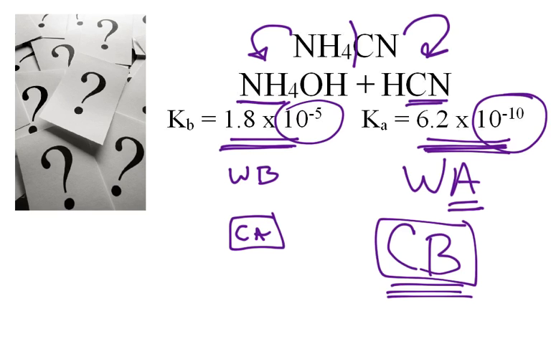So we have to look at our acid and base that originated our salt, and we find out that since it was a weaker acid, the conjugate base will be stronger, and the solution will end up being basic in this case.